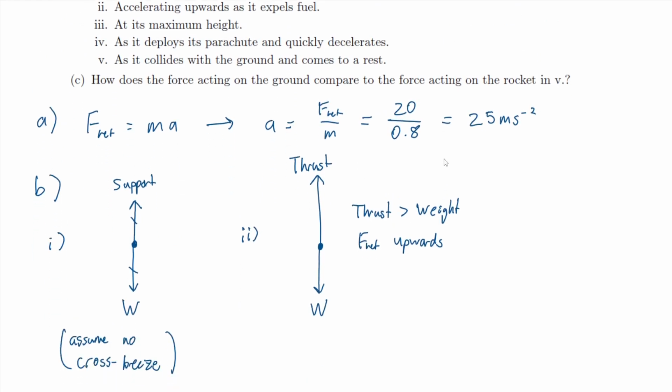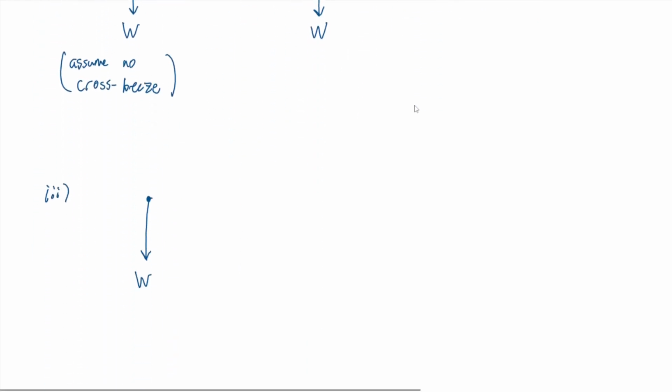Part 4. As it deploys its parachute and quickly decelerates. So we're told that the motion is it's decelerating, which indicates that, so we have our weight force, that the upwards arrow will be greater than the downwards arrow. Right, because now it's falling down, the rocket's moving down, so to decelerate means to oppose motion, in other words, accelerate upwards.